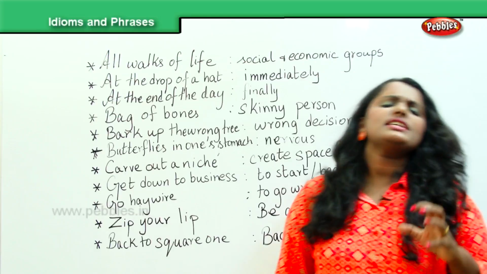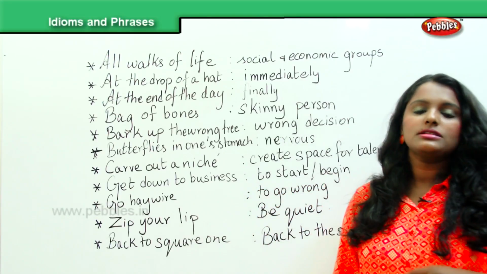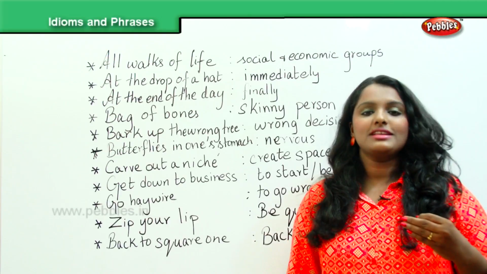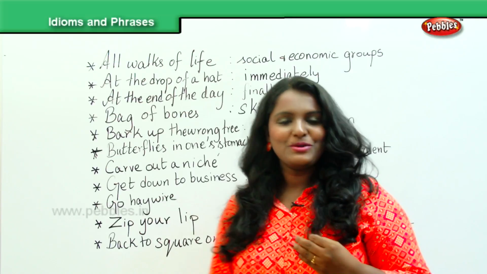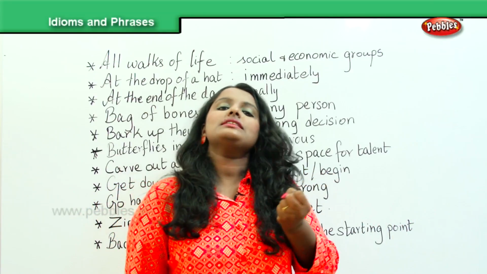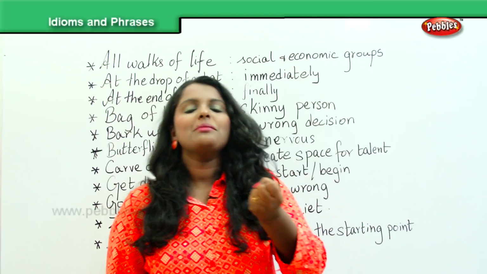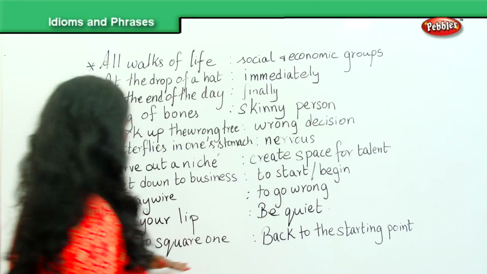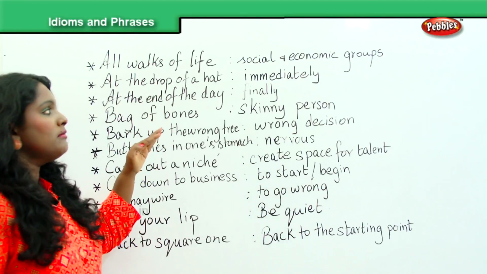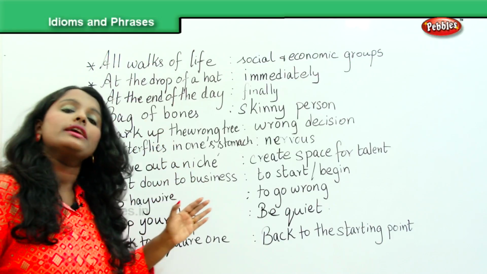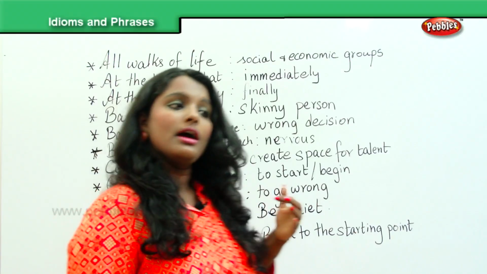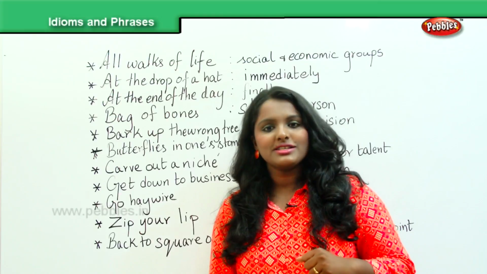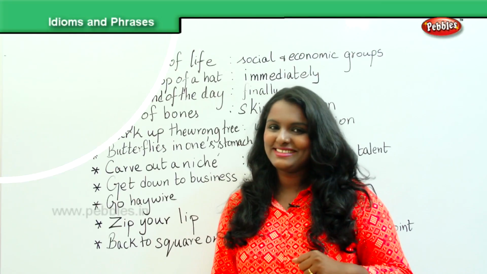John was a successful businessman, but he came back to square one after investing in bad stocks. Which means what? He had invested all his money in bad stocks and finally he has come back to square one. I hope I had given a clear picture of a few idioms which are used in our daily life. As I said, there are hundreds and hundreds of idioms which you will master only with practice.